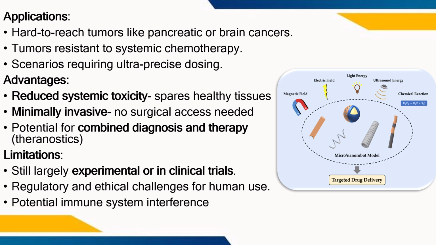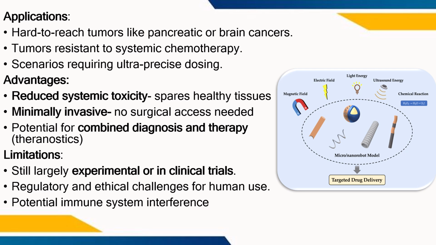First we're going to be talking about applications. Hard to reach tumors like pancreatic or brain cancers, tumors resistant to systemic chemotherapy, scenarios requiring ultra precise dosing. So these are the cases where it can be applied and used. Next is advantages. Reduced systemic toxicity as there will be targeted drug therapies. So it is not affecting the healthy tissues, only the one that is causing the cancer.